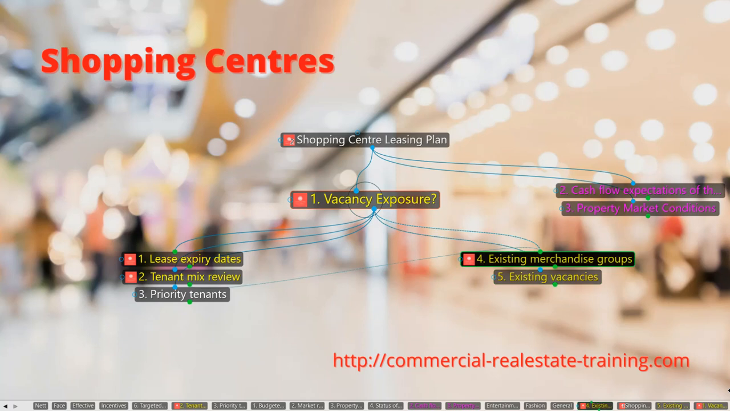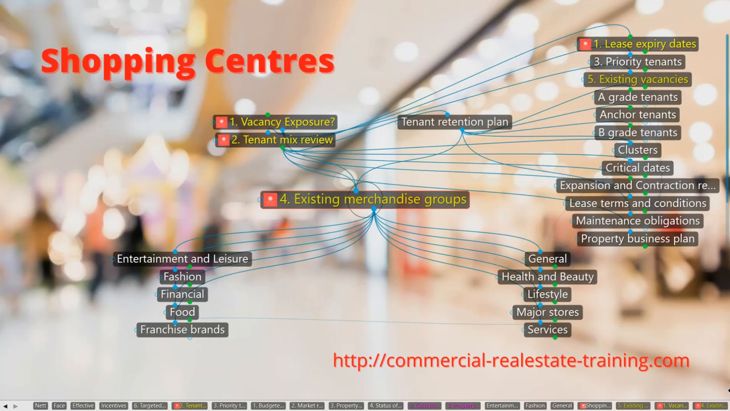And within your property that you lease or manage, you'll need to think about your existing merchandise groups. So these merchandise groups will give you a good basis of review. So here they are, and again, you should write them down. Entertainment, leisure, fashion, financial, food, franchise brands, that could be McDonald's or something similar, general type merchandise groups, health and beauty, lifestyle, major stores and services.